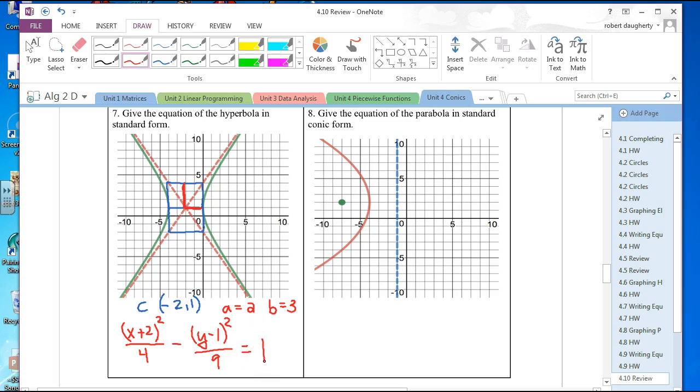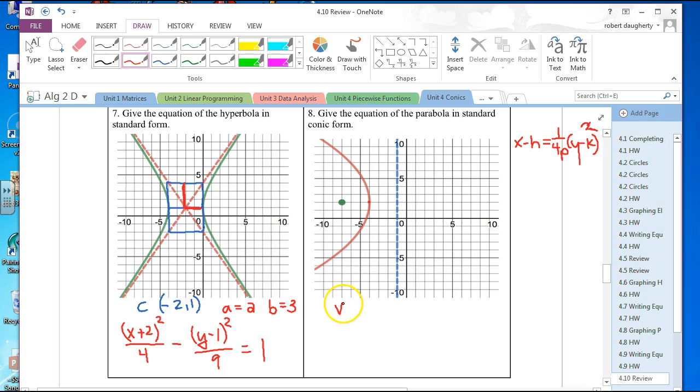Find the equation of this parabola. So this parabola is going to have a y squared term. For every x, there are 2 y's. So this is of the form x minus h equal 1 over 4p times y minus k squared. So if I look at it, the vertex is right here. The vertex is negative 4, 2.